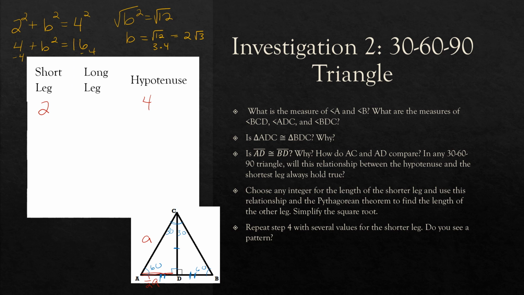So our longer leg is 2 square roots of 3. Let's pick a different number. Let's go with 5 for our shorter leg. If our short leg is 5 and our hypotenuse is twice that length, so our hypotenuse is 10.